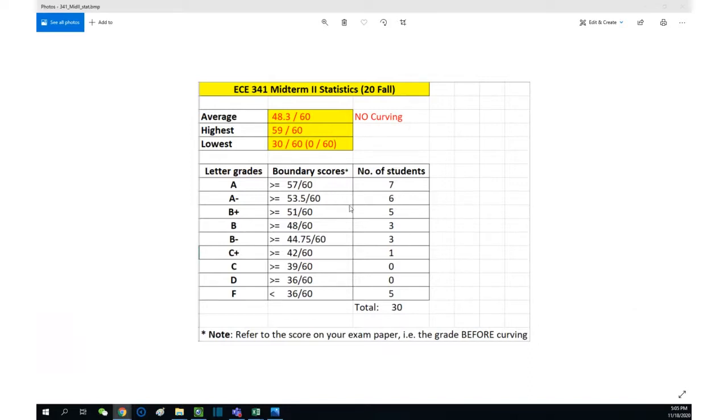Then coming back here, we have 13 students out of 30, which is almost 50%, at or beyond A minus. Like I said, nothing to worry about. But of course, we still have students who need to work harder. I don't think midterm two is something difficult. If you really struggle with it, you need to think about how you studied. Did you really study?